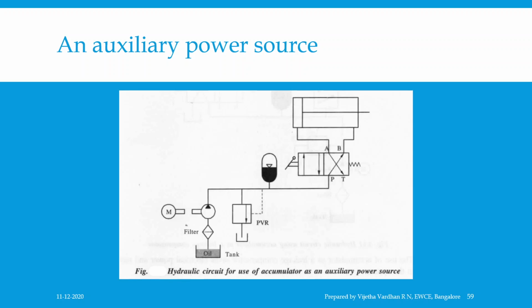The figure shows the circuit diagram of such an application. The accumulator is used in conjunction with a 4 by 2 manually actuated spring return direction control valve. When the valve is actuated, oil flows from the accumulator to the head end of the cylinder and extends the cylinder. When this operation is being performed, the accumulator gets charged. When the direction control valve is deactivated, the cylinder retracts rapidly because the oil from both the pump and the accumulator is directed to the rod end of the cylinder.